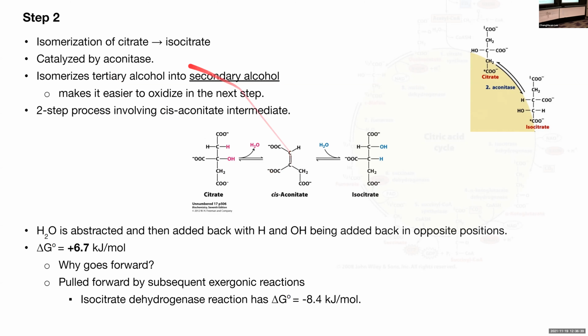So this reaction involves the intermediate called cis-aconitate, which is the form where it's a citrate without this H and OH, two groups here. And that is catalyzed by aconitase. That's the name of the enzyme. And this isomerizes a tertiary alcohol to a secondary alcohol.